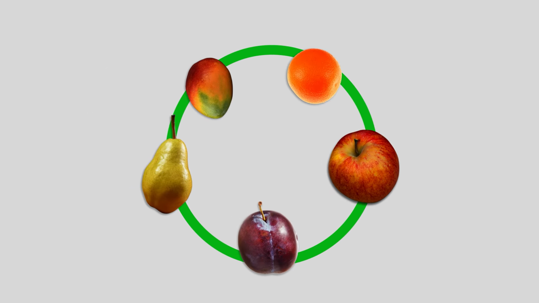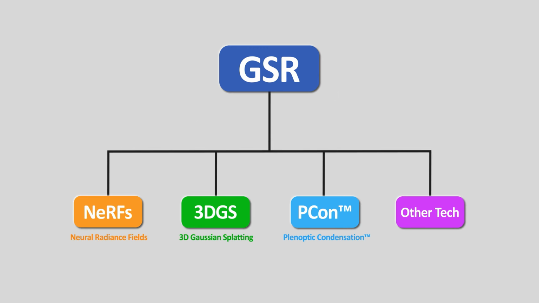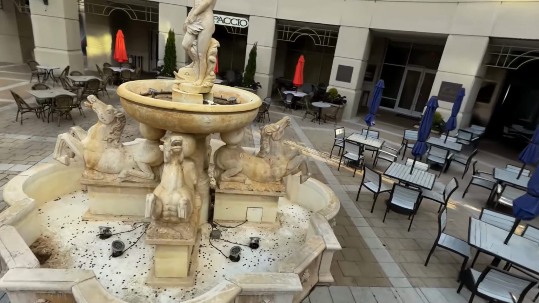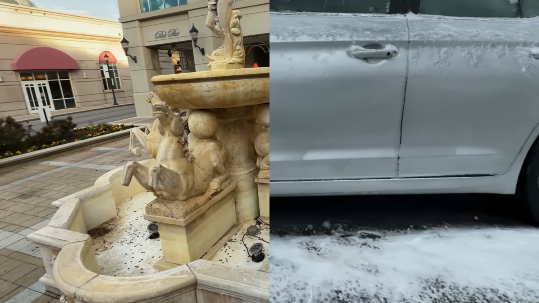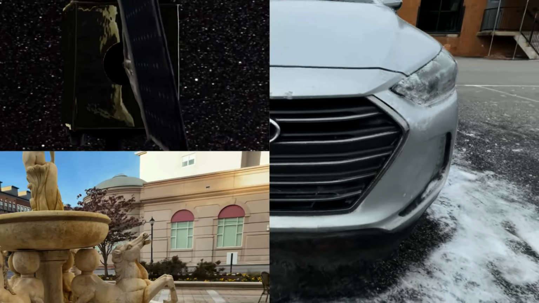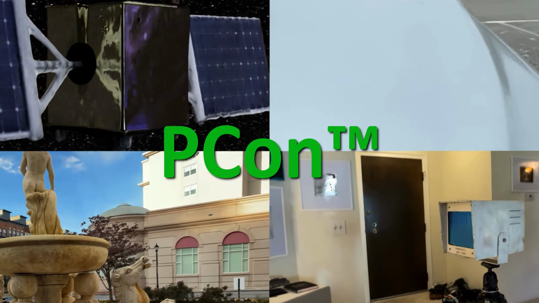This is because 3D-GS is only one type of method of GSR, much like NeRFs are another type of method of GSR. Lots of people are using the term GSR more and more as methods around scene reconstruction are developing in this huge new spatial AI industry. A new highly relightable GSR method, for example, is Quidient's plenoptic condensation, or PCON.